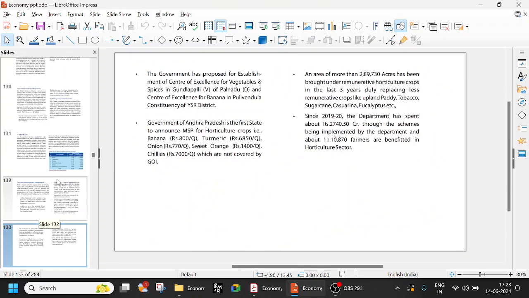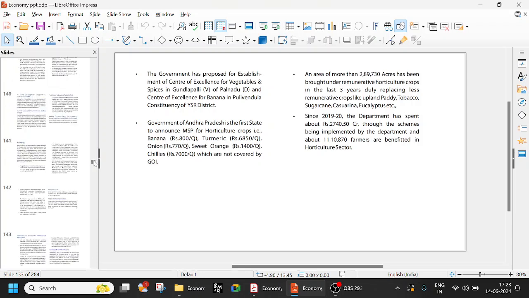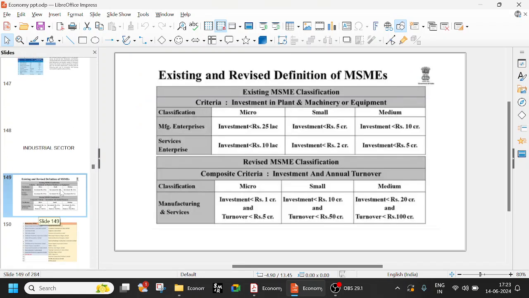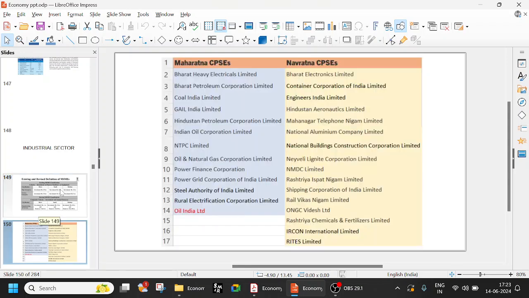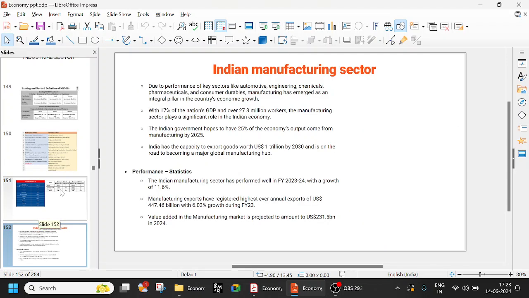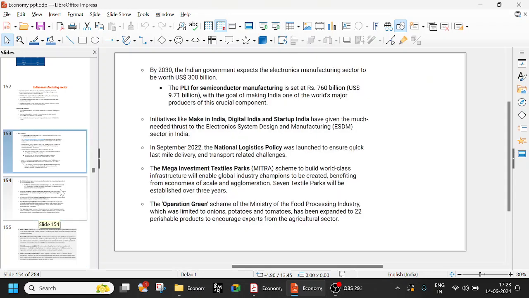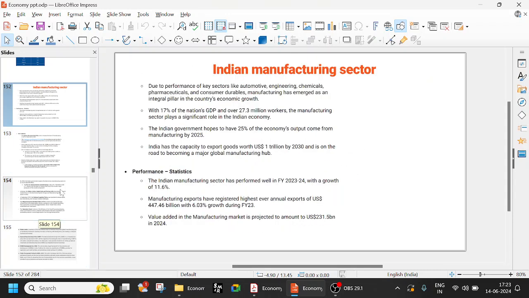Then comes industries. Most important, not the complete economic survey. Whatever is important I have put, and the industrial sector, the definitions, based on questions. Whatever questions we encounter, and that too not from one source, multiple sources. So I'm going through everything that is available.